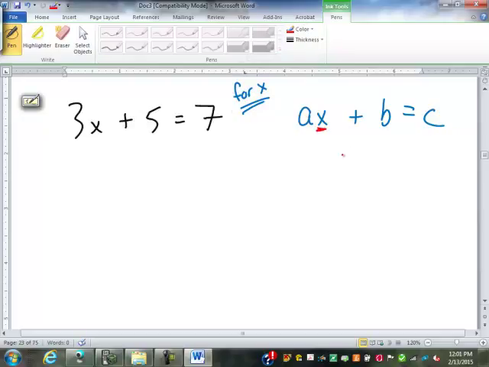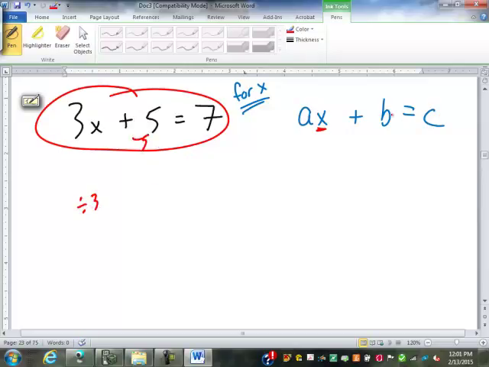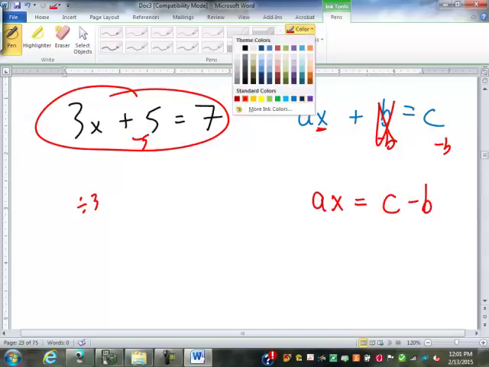So solving for x, it's the exact same thing we did over here. Here we would subtract 5 and then divide by 3. Do the same process here. So we're going to start by subtracting b, so that b is gone, leaving us with ax. The difference is when we try to do c minus b, we can't really combine them, so that just stays in symbols, c minus b.